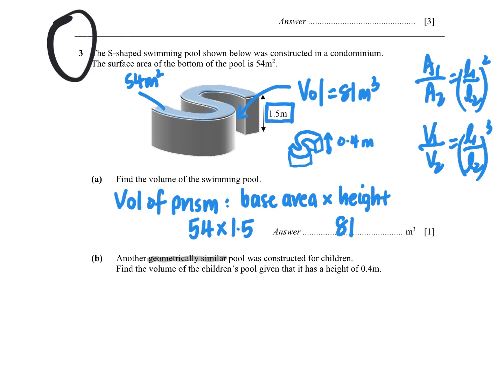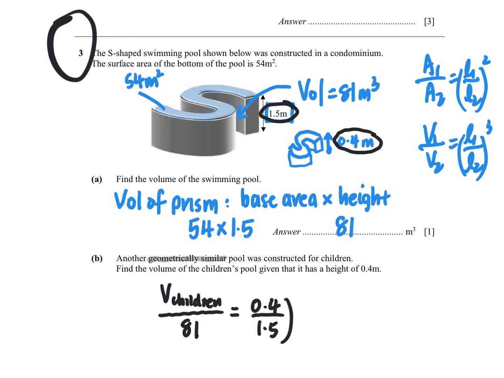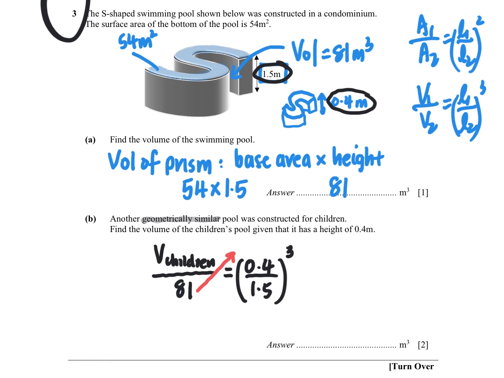So we can find that the volume of the children's pool over the volume of the big pool should be the ratio of their height. So once you write this down, you get 1 mark already. The next mark is to cross multiply your answer. So volume of the children's pool is just 81 times this thing.